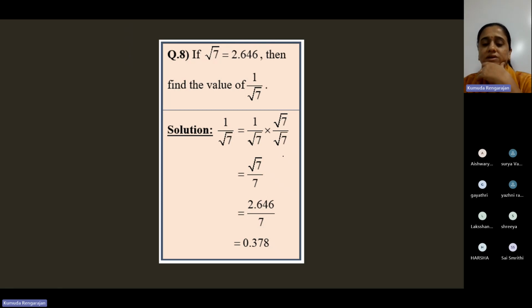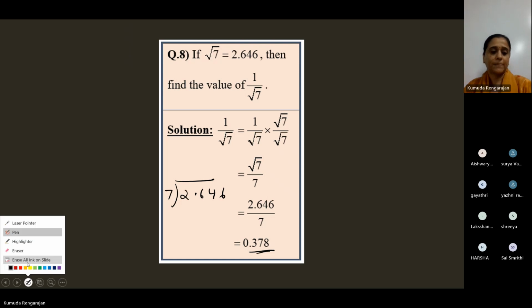First, rationalize the denominator. So we have root 7 by 7. Now take the value given. The value of root 7 is 2.646 divided by 7. Perform the long division. 2.646 divided by 7, and the value is 0.378.